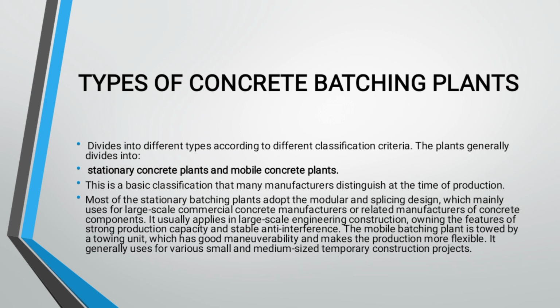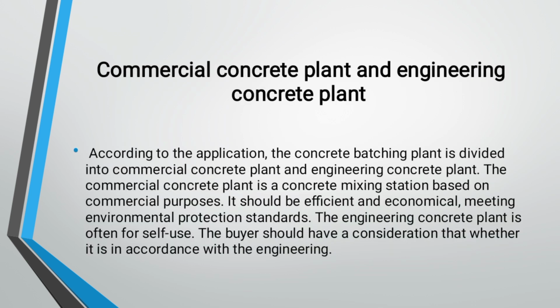Whereas on the side of mobile concrete plants, these plants can be moved from one place to another. For example, when you are constructing a bungalow, you can decide to move your mixer from one place to another where the concrete is going to be placed. Next one, we have the commercial concrete plant and the engineering concrete plant. Commercial concrete plants are mostly used for commercial purposes, whereas engineering plants are mostly used for self-use.